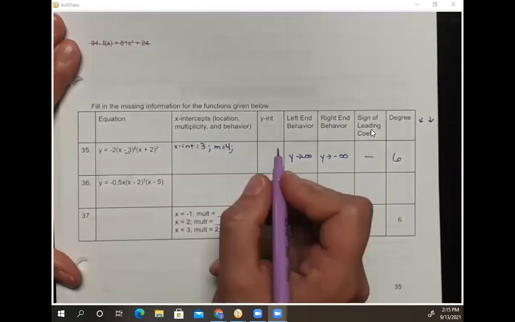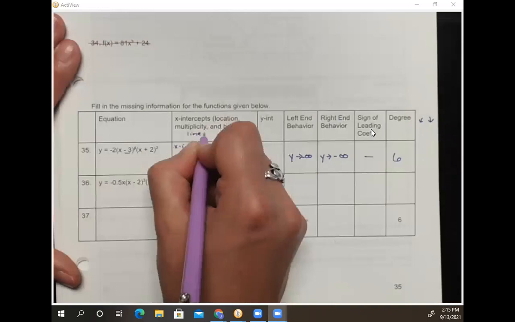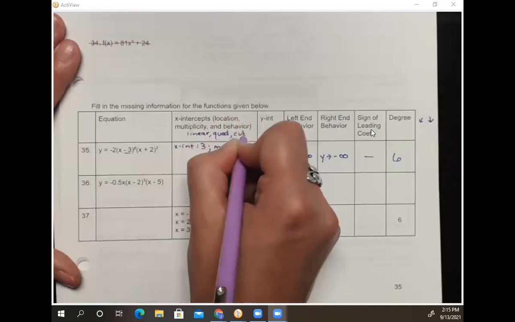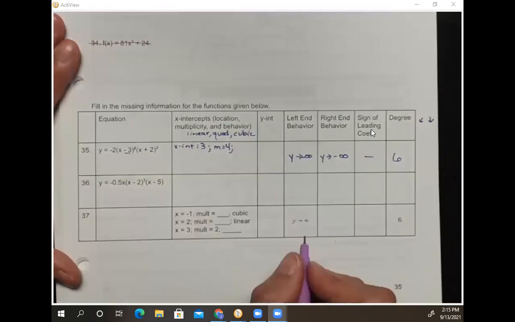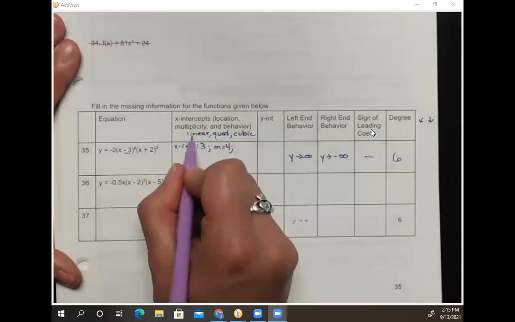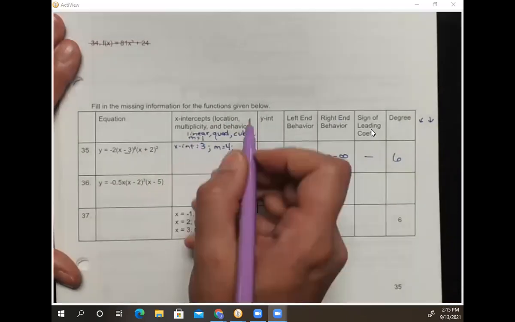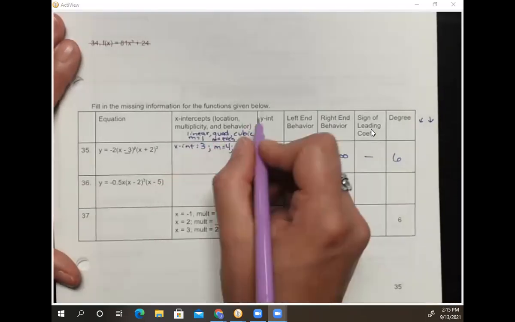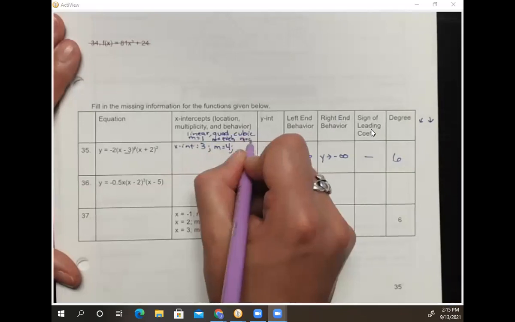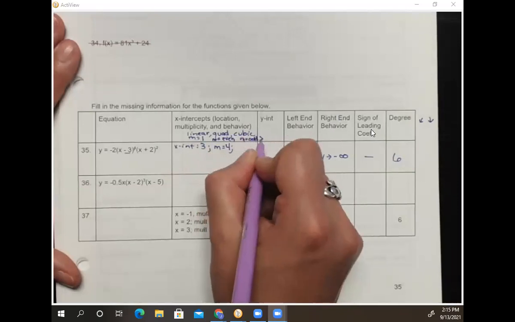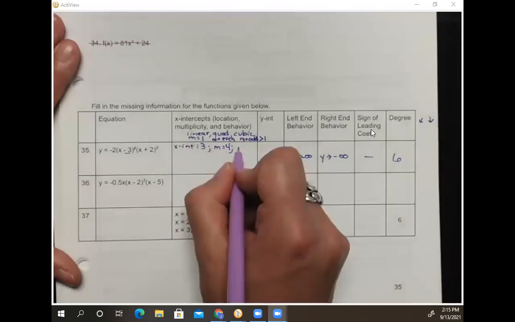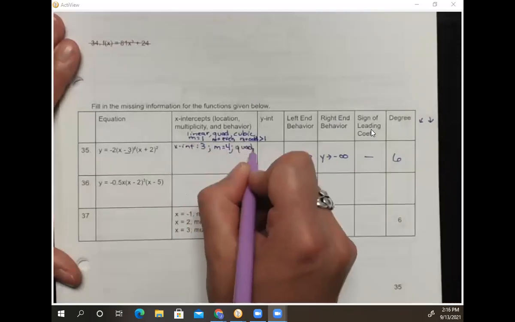Remember, for behavior, we're looking at linear, quadratic, or cubic. I'm asking for its behavior at the x-axis. Linear means a multiplicity of 1, quadratic means a multiplicity that's an even number, and cubic means a multiplicity that's an odd number that's greater than 1. Since I have an even number here, that means this is going to have quadratic behavior.